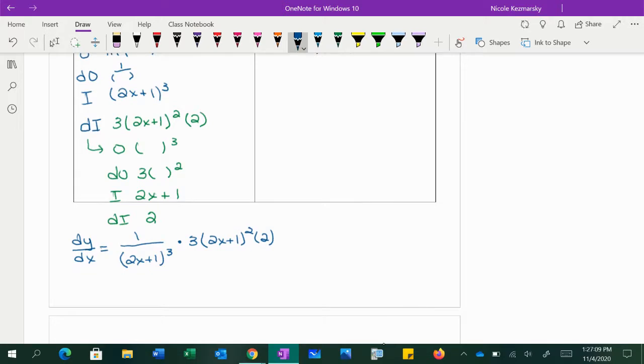And just to clean this up a little bit, I can take the 3 and the 2 that I have here, and I can multiply them together and put that in the top. So I can make this 6 times 2x plus 1 squared over 2x plus 1 cubed. And because the 2x plus 1 squared and cubed are getting multiplied, I can cancel out some of those. I've got 3 in the bottom and 2 in the top. So I can cancel out 2 of them in the top and 2 of them in the bottom, leaving me with 6 over 2x plus 1.